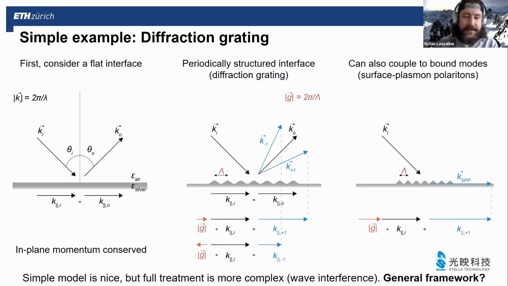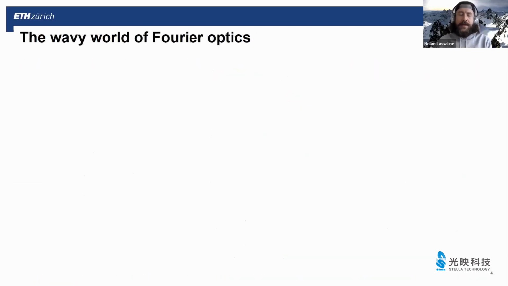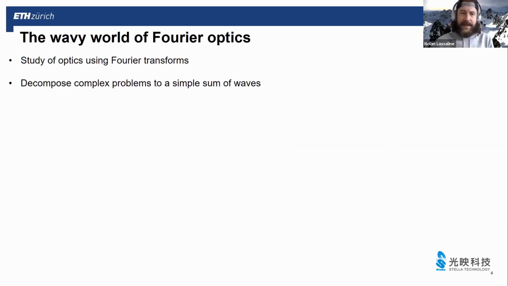But as is normally the case, the full treatment is much more complex, and it's based on wave interference and optical fields. And so, is there a more general framework we can use to understand how these diffractive optics work? And the answer, of course, is yes. And this is what we call the wavy world of Fourier optics. So what Fourier optics does is it basically studies optics and optical phenomena using Fourier mathematics, namely the Fourier transform. And what this allows us to do is take very complex problems and decompose them into a simple sum of sinusoidal waves.